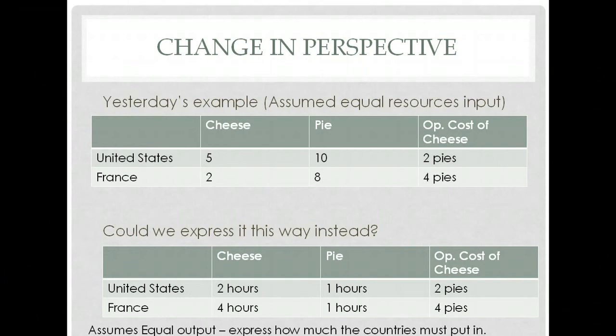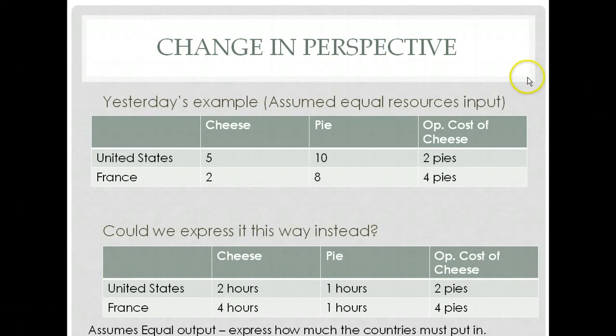And if you look at it, think of it this way. Look at the United States and their ability to produce cheese. Well, if they took 2 hours to produce 1 cheese, how much pie could they have produced? Well, if pie only takes 1 hour to produce, they could have produced 2 pieces of pie in that time period. And so the opportunity cost was 2 pies. For France, if they chose to use 4 hours to produce 1 piece of cheese, and pie only takes 1 hour to produce, how much pie could they have produced in that same 4 hours? Again, it's 4 pies. This is the exact same problem, just expressing the information in a different way.